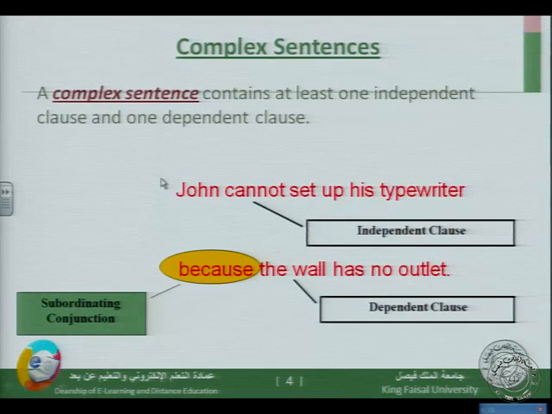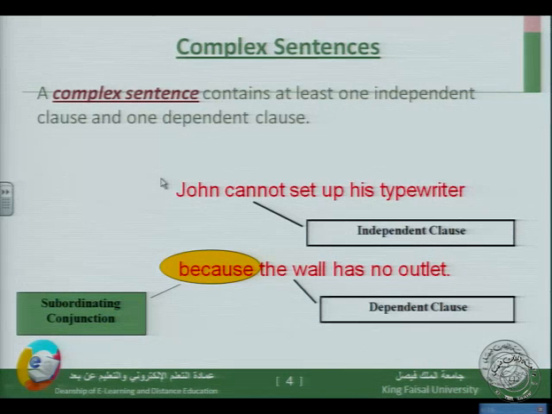لاحظتوا الآن الفرق في الكومبلكس sentence؟ حكينا إنه في simple sentence it has one independent clause. في compound sentences we have only two independent clauses. لكن في complex sentence we have independent and dependent. Independent and dependent. هذا بنسميها complex sentence.